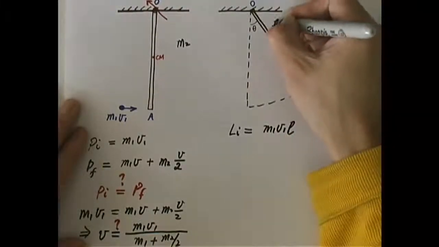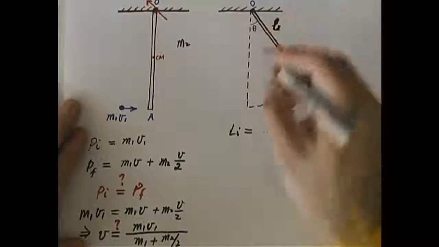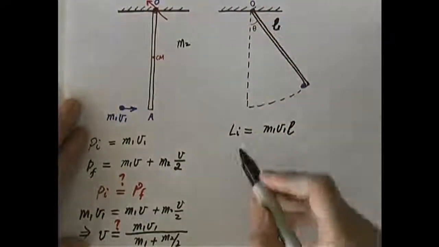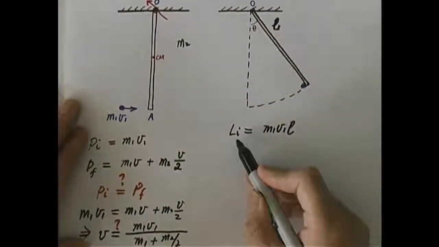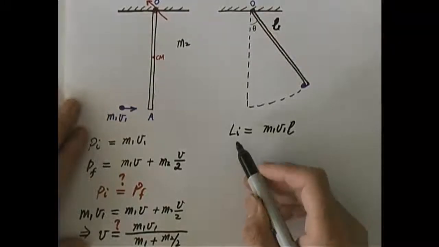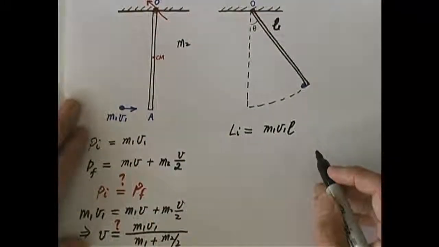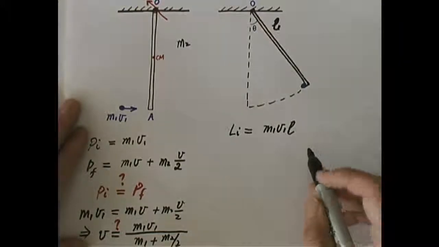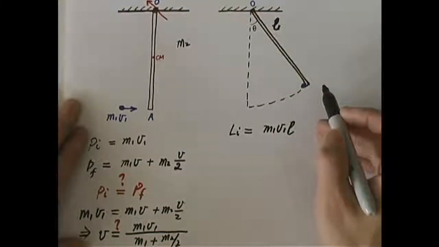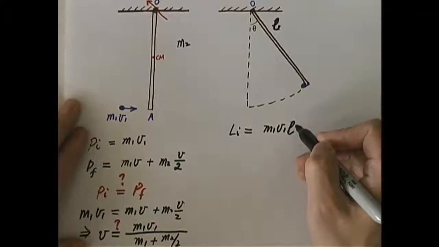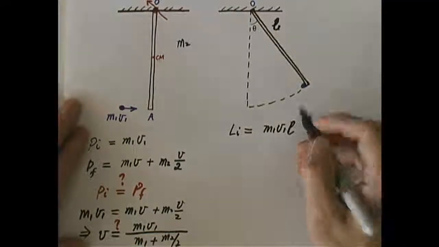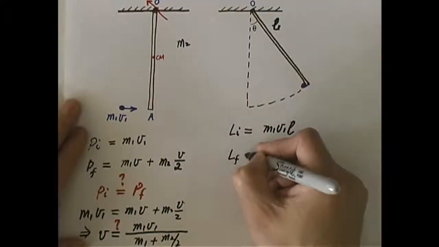Let me use cursive l to differentiate from angular momentum. Okay, that is the angular momentum of the rod plus the point mass system before the collision. After the collision, they got stuck together. They now have the same omega value. So, what is L final?